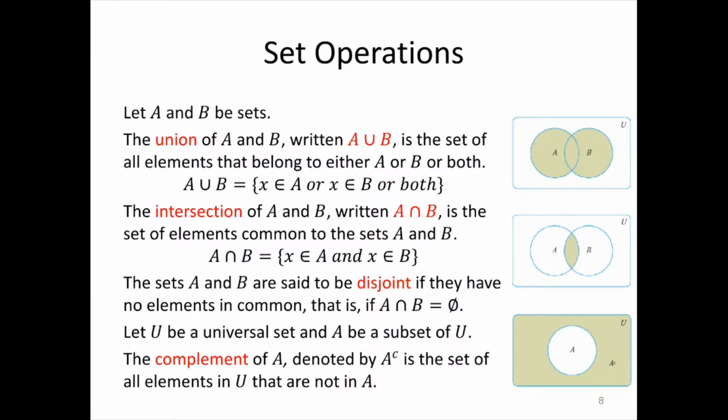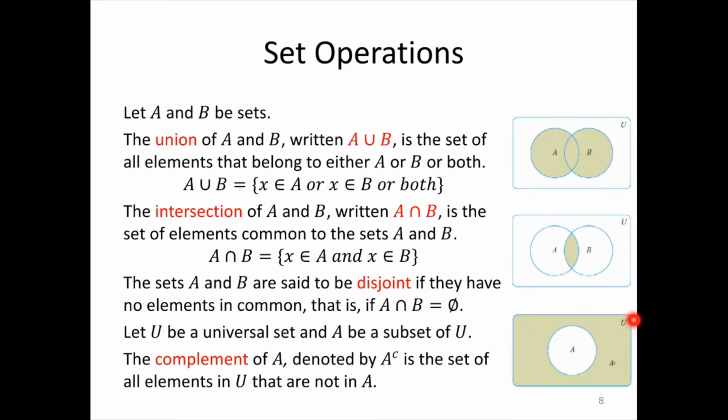In other words, A and B do not have an element in common. Okay, and then the last operation that we will learn here is the complement of A. We denote it by A^C, and this is the set of all elements in U which are not in A. So the Venn diagram is something like this.